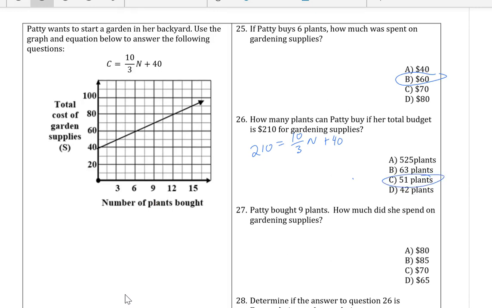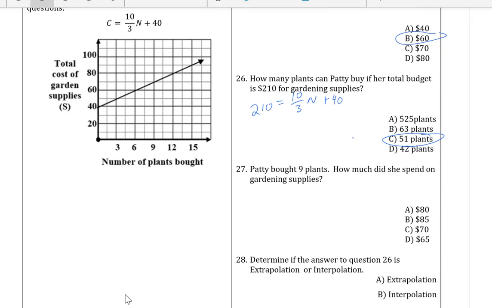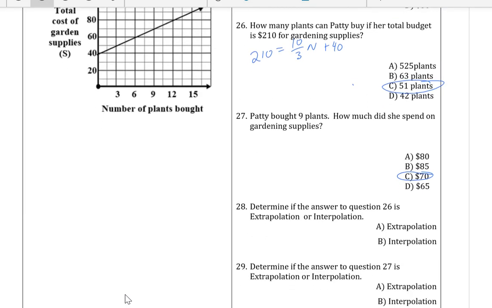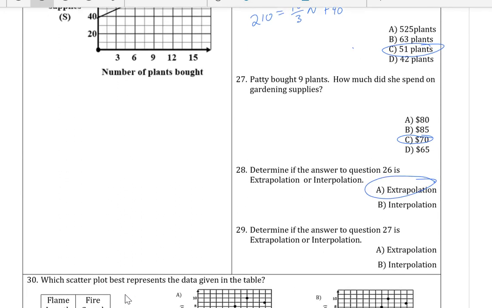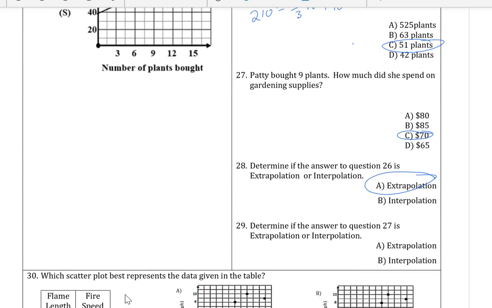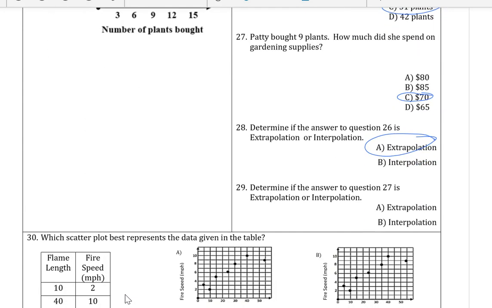Buying 9 plants, how much did you spend? At 9, looks like we're at about 70. It's 9, 70, right? Now, for number 26, interpolation or extrapolation. Well, this definitely wasn't on the graph, so it's extrapolation. Number 27, this one was on the graph, so it's interpolation.